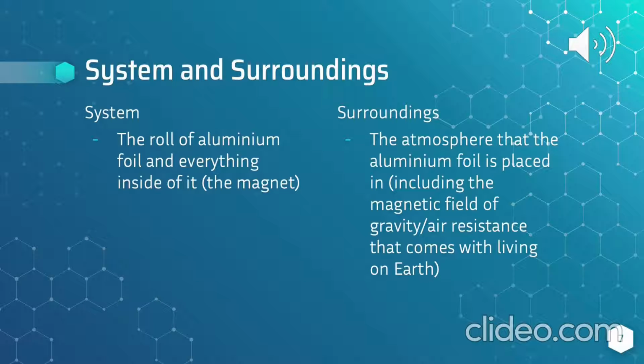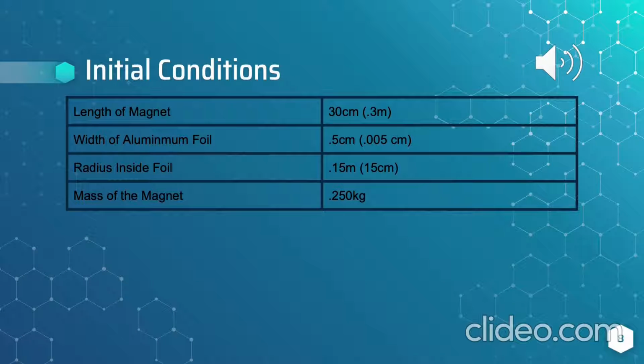I identified the system in this experiment as the roll of aluminum foil and everything inside of it, including the magnet, and the surroundings are the atmosphere that the aluminum foil is placed in, which includes the current and magnetic field of both the aluminum foil and gravity and air resistance that come with living on Earth. Here are the listed initial conditions used for this experiment, which will be explained later in the GlowScript code.